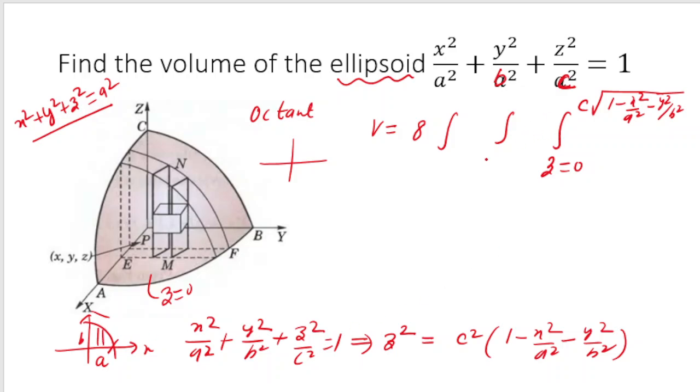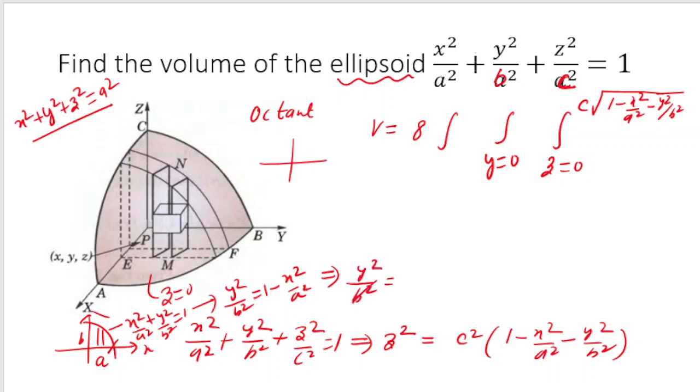So this will vary from y is equal to 0, and in this case this will become a part of an ellipse. So the equation of this will be x square by a square plus y square by b square is equal to 1. So if I solve it, this will give me y square by b square is equal to 1 minus x square by a square. So y square can be considered as b square into 1 minus x square by a square. So the limit of y will be under root this. So under root this will give you what?